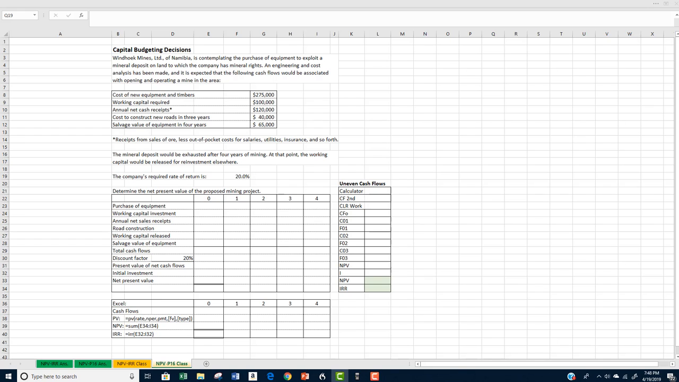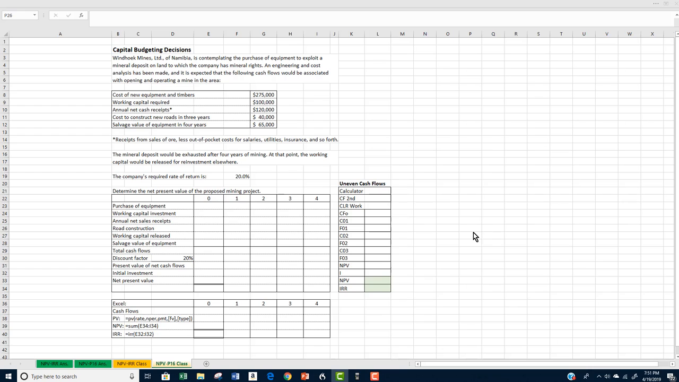Now let's turn to Windhoek Mines Ltd. For this problem, we have been asked to calculate the NPV and IRR for the purchase of equipment. The process is the same as our first analysis of Basta Corporation. We need to calculate the initial investment, determine the years covered by the project, understand the amount, types, and timing of cash flows, and discount all cash flows using the minimum acceptable rate of return.